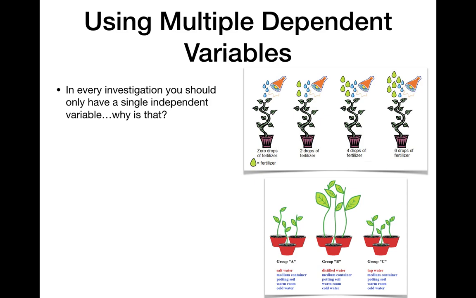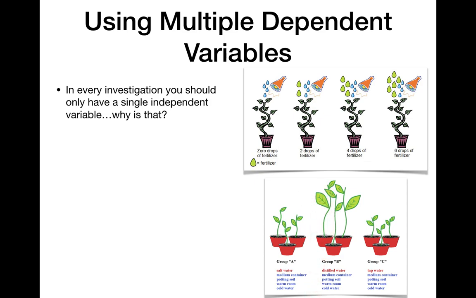So in both these examples of plant experiments, they have changed the number of drops of fertilizer, but notice the water amount is the same, the light is the same, which is the number of drops of fertilizer that is different. We have a control group with no fertilizer, and then we have 2 drops, 4 drops, 6 drops, the experimental group. Here we have different kinds of water, so salt water, distilled water, and tap water, different kinds of plants. And they notice the controls, the constants, the same size container, same potting soil, same room temperature, same temperature of water. And we're looking at the height.